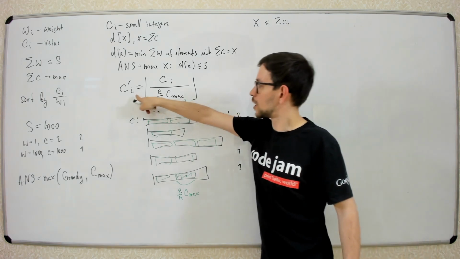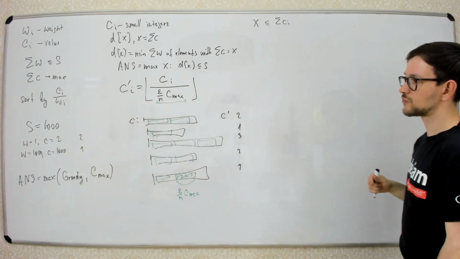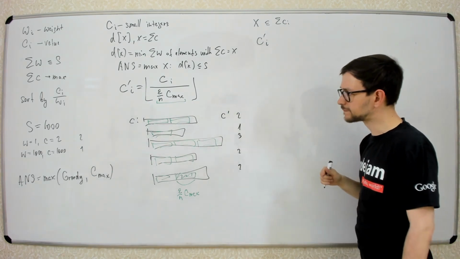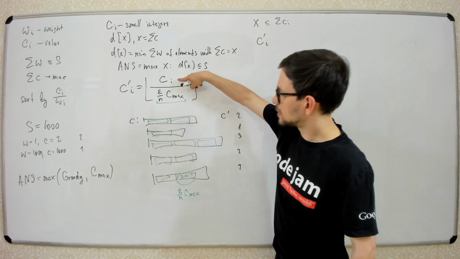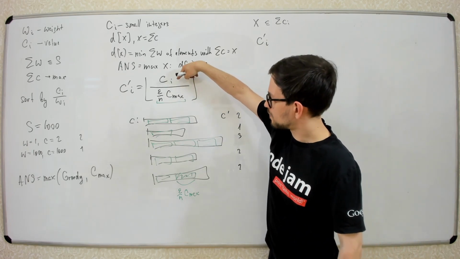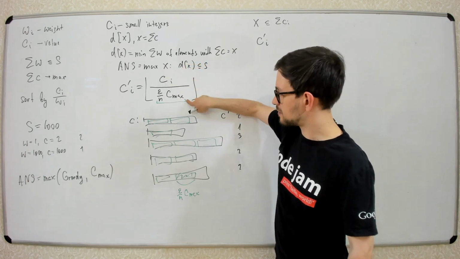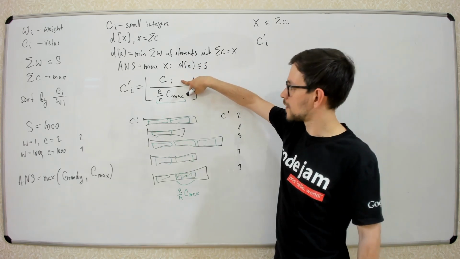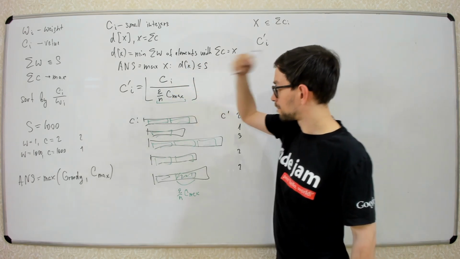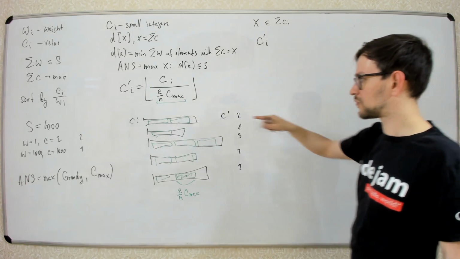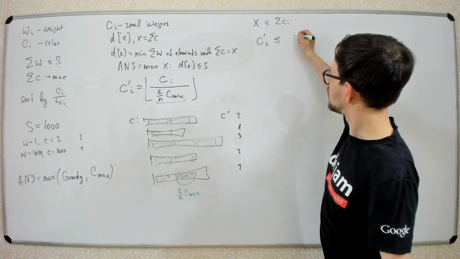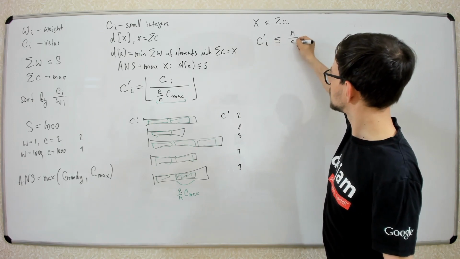So what is the maximal value of c prime here? So c prime I. Again, I divide this ci by c max. So this value is less or equal than 1. Here I have epsilon over n, so the value of ci is no greater than n over epsilon, right?